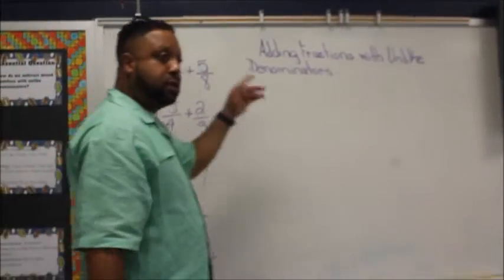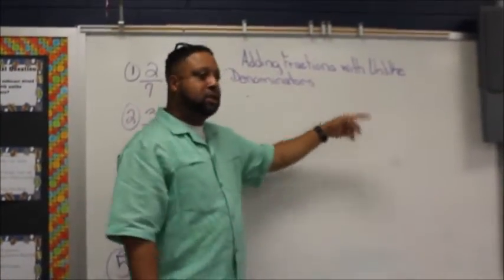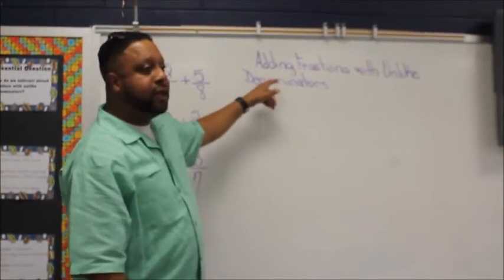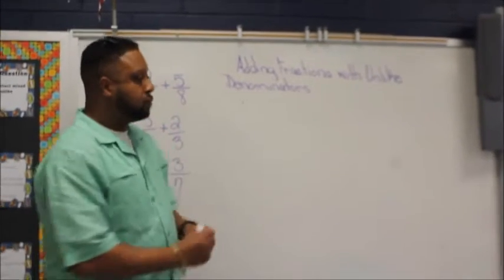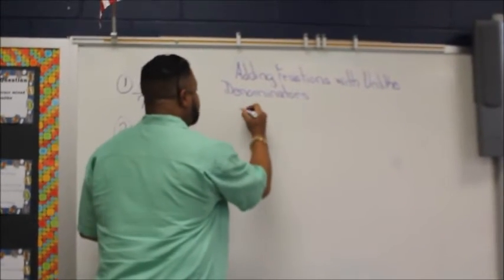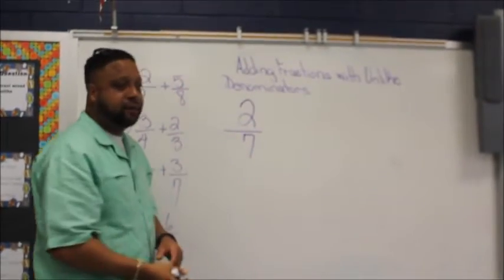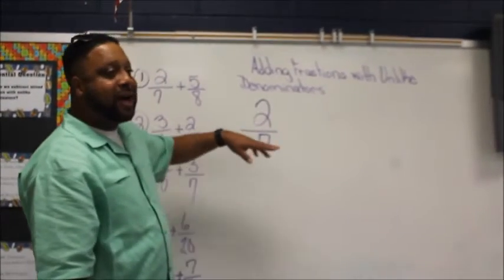All right, boys and girls, today we're going to talk about adding fractions with unlike denominators. Read the title for me. 1, 2, ready, read. Adding fractions with unlike denominators. All right, so given the fraction 2 sevenths, or 2 over 7, identify the numerator.